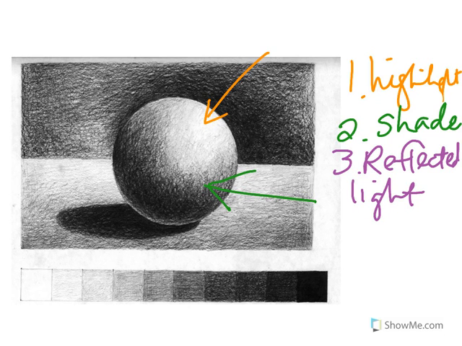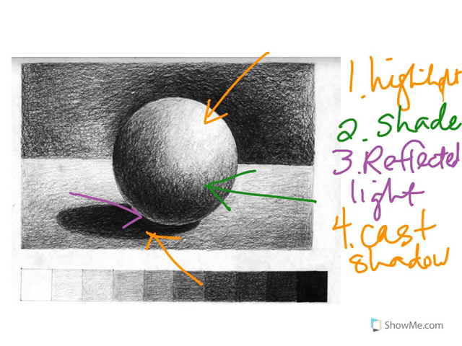The reflected light is this little light value right here on the very bottom edge of the sphere. That is actually the light bouncing back up off the counter or the table onto the sphere. And so what that does is it's going to create that edge between the sphere and the cast shadow. So number 4 is the cast shadow, and that's this dark area down here opposite the light source. With that reflected light edge, when you shade this, it's now going to create that round edge of the sphere. If we just made the shadow and the shade meet, we would lose that bottom edge, and then the whole thing would look like one big blob like this. And that's not what our goal is.